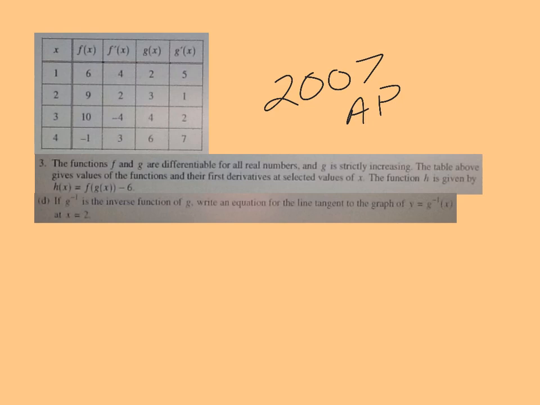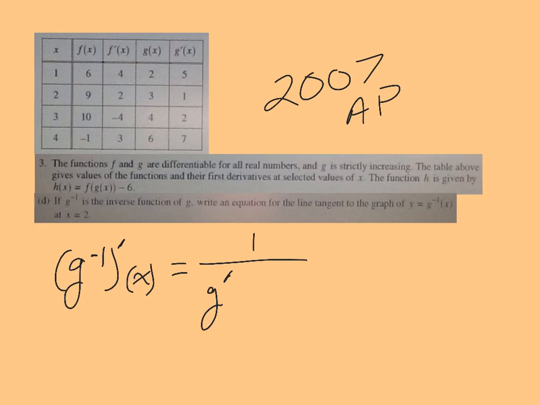So if we have g inverse of x, but I want the derivative of that, we get 1 over g prime of g inverse of x. So the derivative of the inverse is 1 over the derivative of the original evaluated at the inverse. So that's what we're working with here.